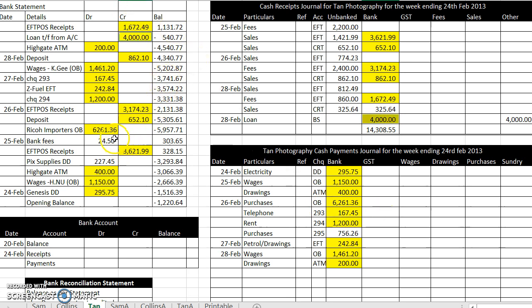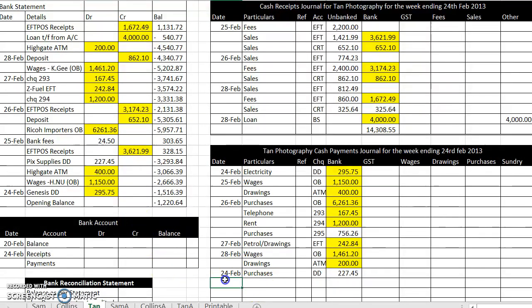Down to the cash payments, we've got two. This one's the 24th, this one's the 25th, so we'll do the 24th first. And that's our purchases. We know it's purchases because it's picture supplies, and we're a photography company. That was used direct debit, was it? And the figure.